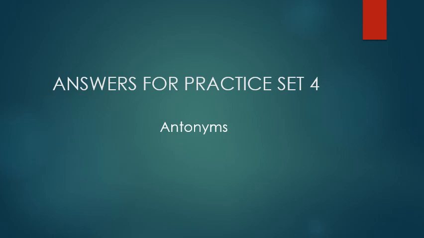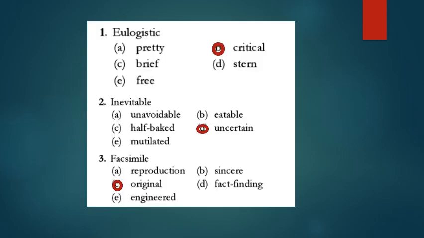Let us see the answers for practice set number 4 on antonyms. Eulogistic. So eulogy, you're familiar with that. Praise. Here that contains praise, that's eulogistic. Now critical would be the opposite word of that. Inevitable, unavoidable, or certain to happen. So uncertain will be the opposite word of inevitable.